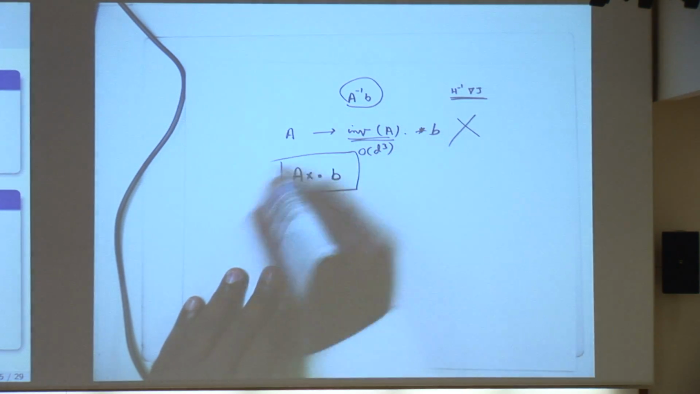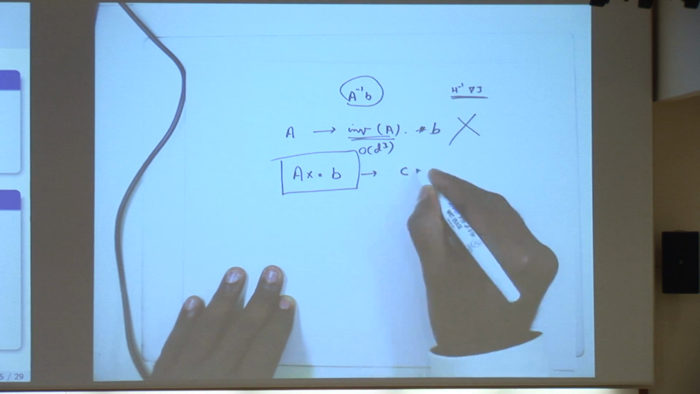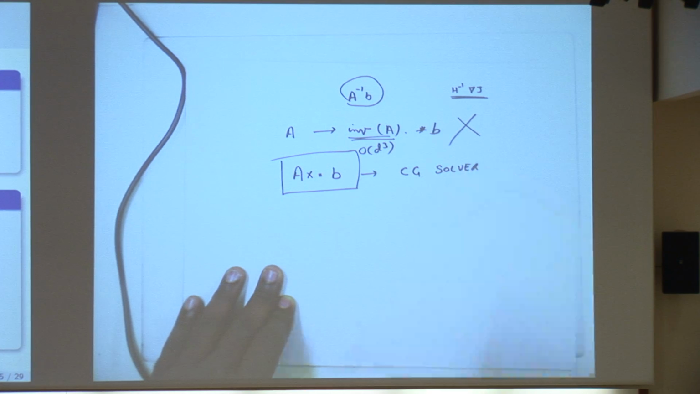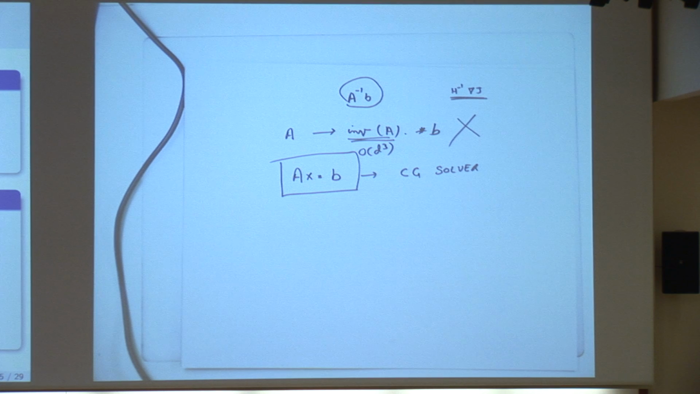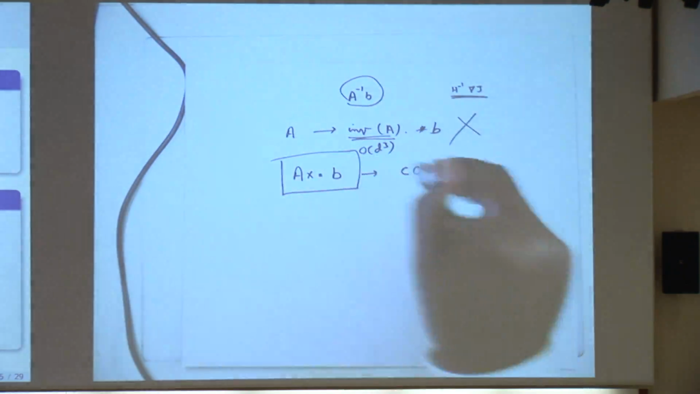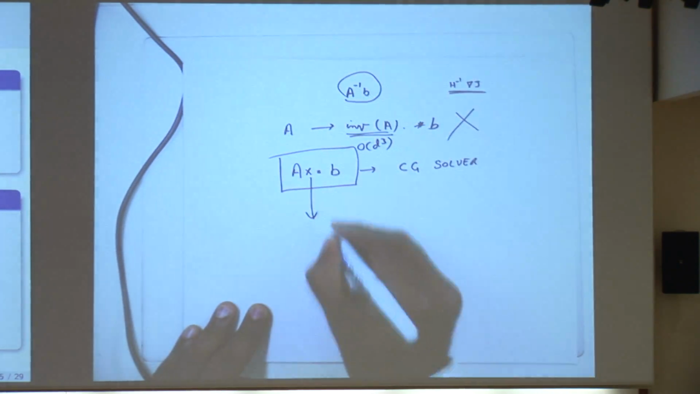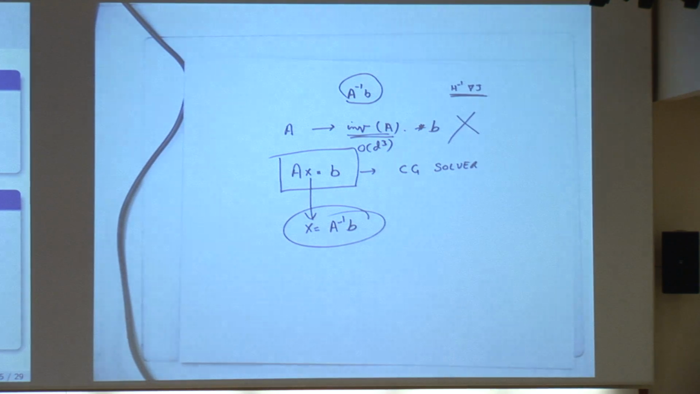You solve this, and this you can solve by something very, very useful, which is called a CG solver, a conjugate gradient solver. If your matrix is positive semi-definite, it works beautifully. If your matrix is not positive semi-definite, you have to do some kludge on top of it. But this is how you compute A inverse B. Clearly, as you can see, x is equal to A inverse B. So this is how you compute A inverse B. You never solve. Yep.